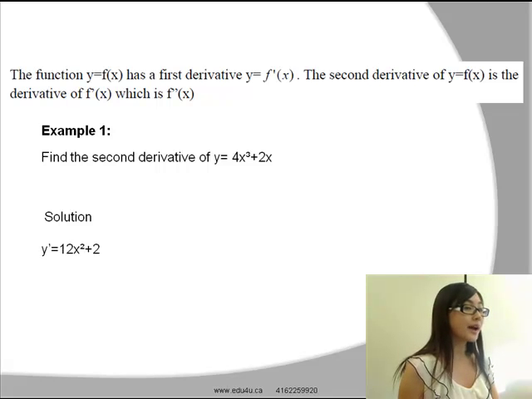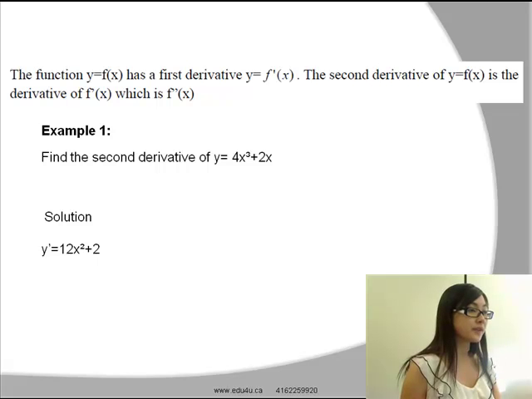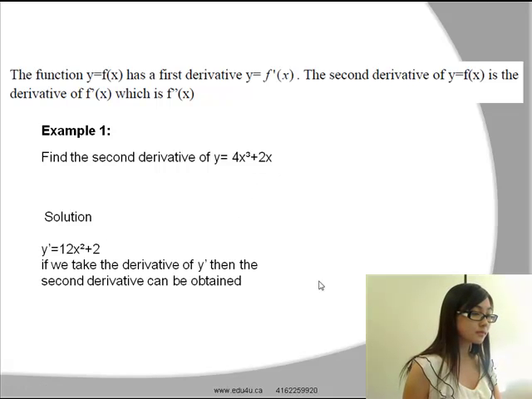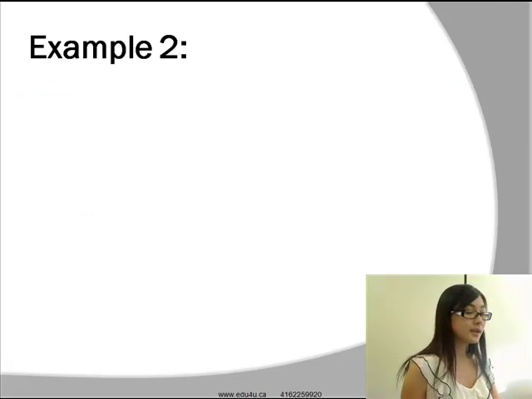In this case, we first have to find the first derivative, which is f prime x, and then from that we take the derivative again in order to find f double prime x. So the first derivative will be 12x squared plus 2, because we use 3 times 4, that's 12, 3 minus 1, that's 2, plus the derivative of 2x is 2. Now if we take the derivative of f prime again, then we get the second derivative, which is going to be 24x.